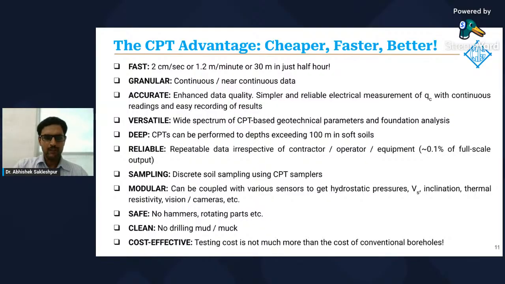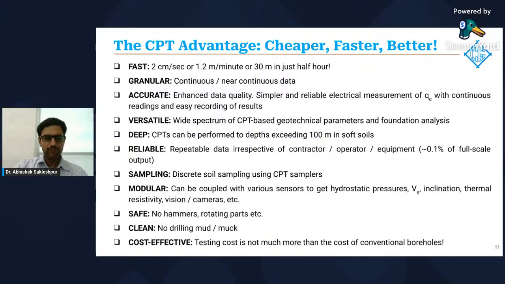The CPT is reliable, so what that means is the data is independent or irrespective of the person or the contractor, the operator, and the equipment used to perform the test. It's also possible to collect discrete soil samples using CPT samplers. The CPT is modular, which means we can combine various sensors to get other quantities of interest, including shear wave velocity, which we'll talk about today, along with other parameters like inclination, thermal resistivity, and so on.